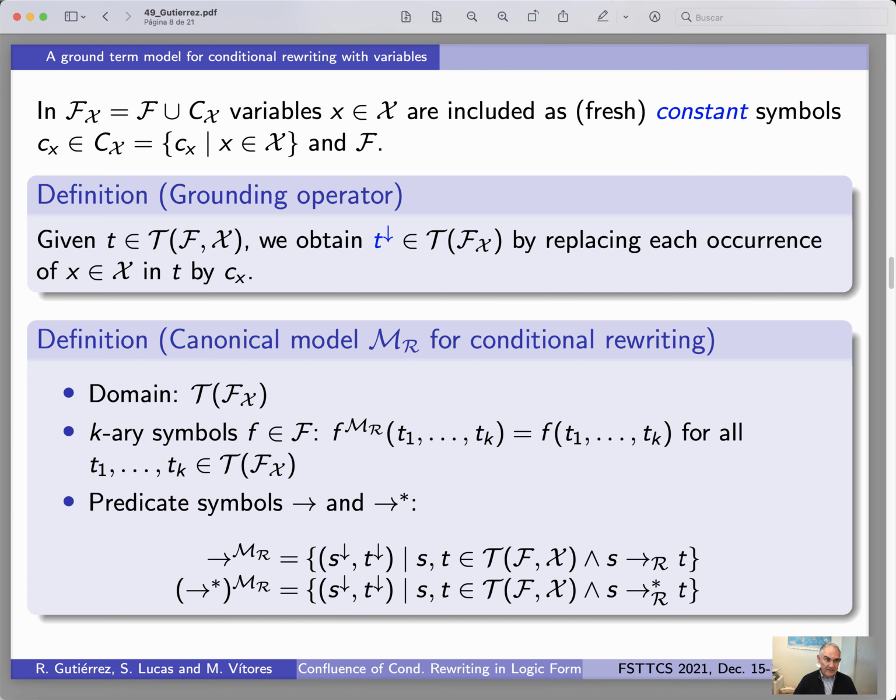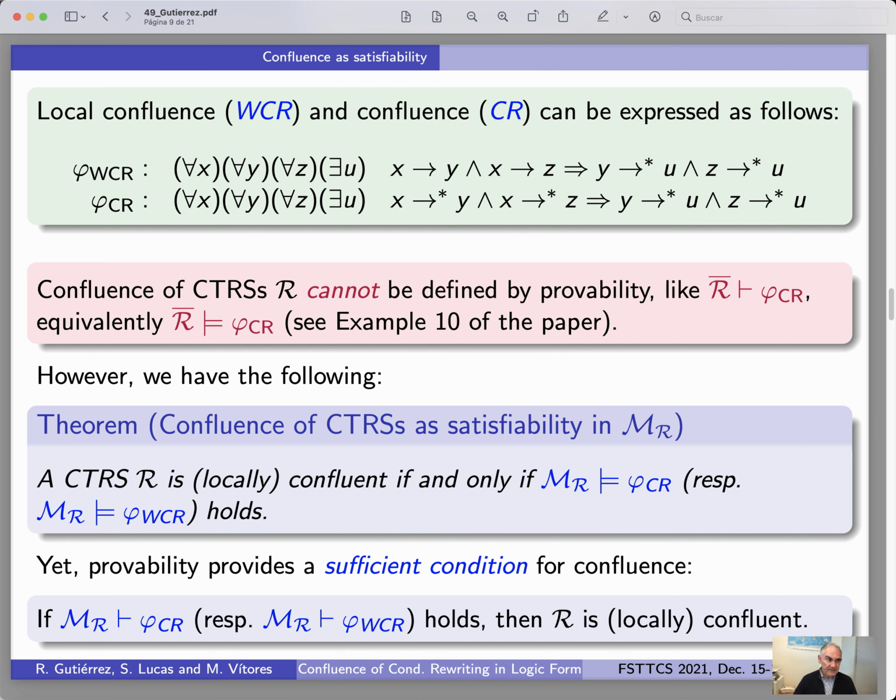We can use now the expected first-order sentences expressing local confluence and confluence. One of the main results of the paper is that confluence of conditional systems can be characterized as satisfiability of these formulas in the new ground model introduced above. The key point is that rewriting computations never instantiate variables of terms which are under reduction.